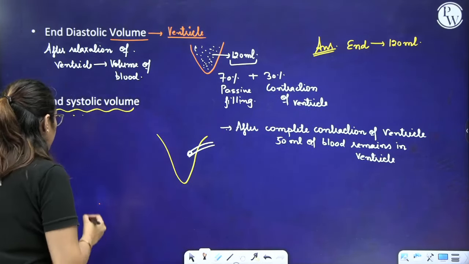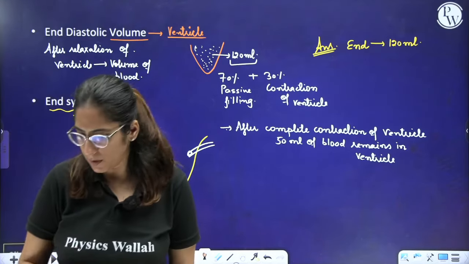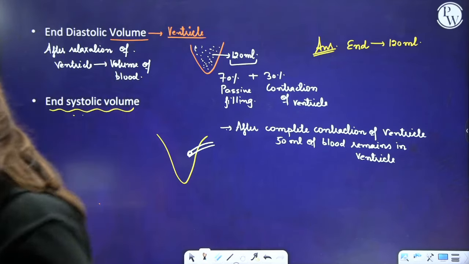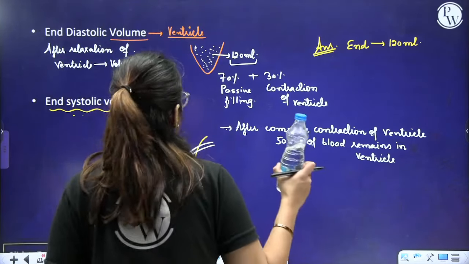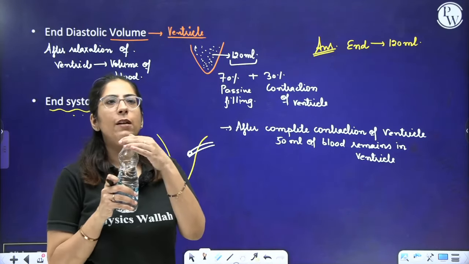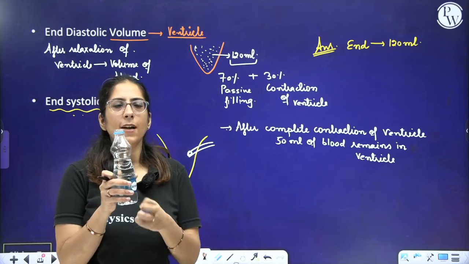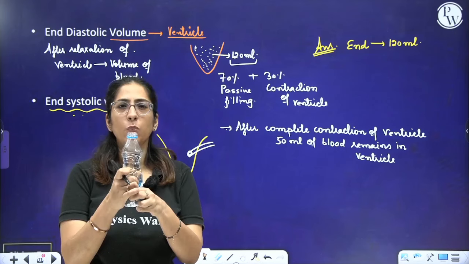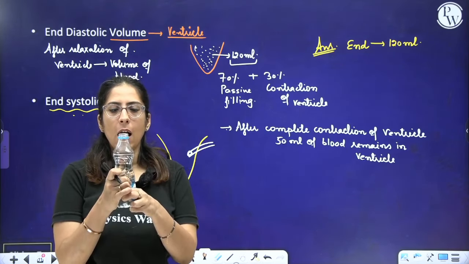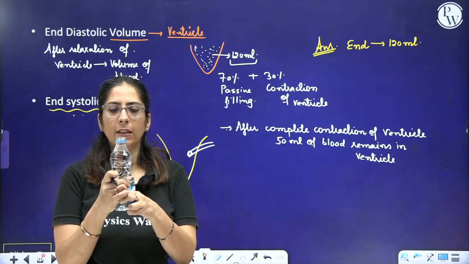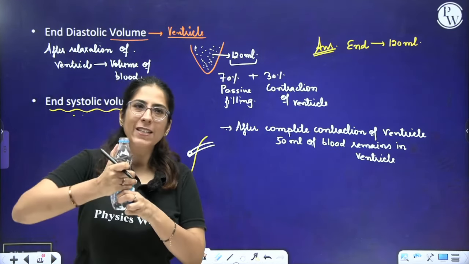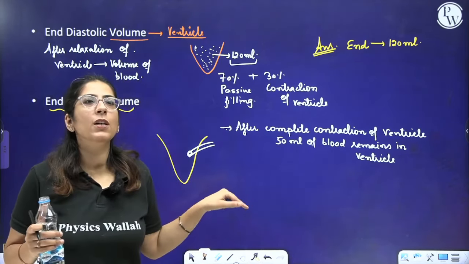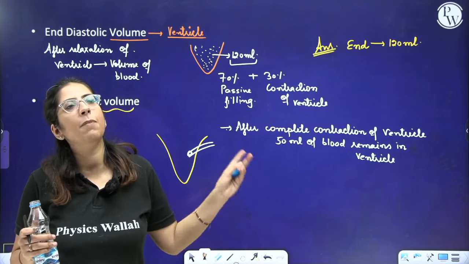Please understand. We are having a bottle. Let's take an example of this bottle. Let me take another bottle. Wait, I'll show you. I have this bottle and it is filled with water. What I am doing is compressing these bottles. Let's compress. What will happen? The water will come out. It will spill, and I don't want that right now. So after complete contraction, only 50 ml remains. What about the rest? The rest, that means 70 ml, will go out.